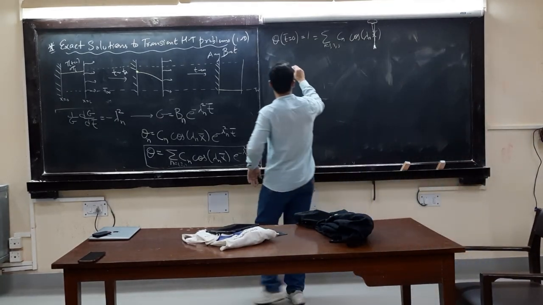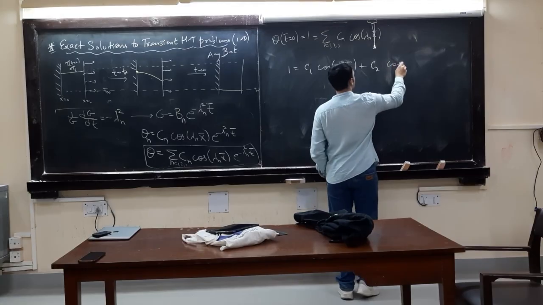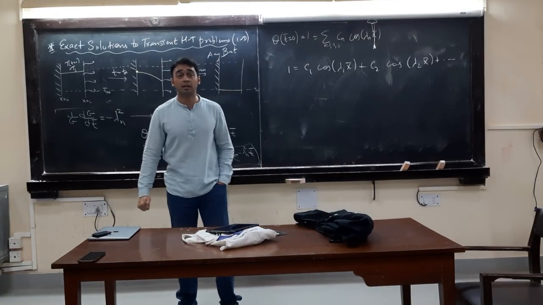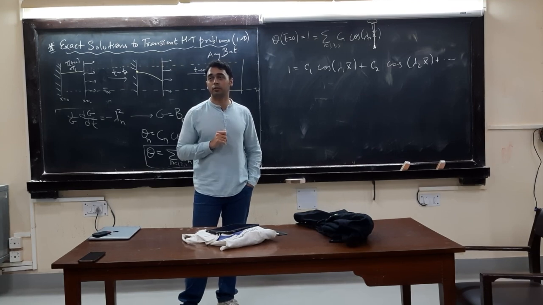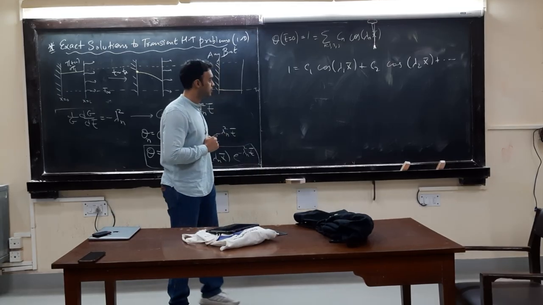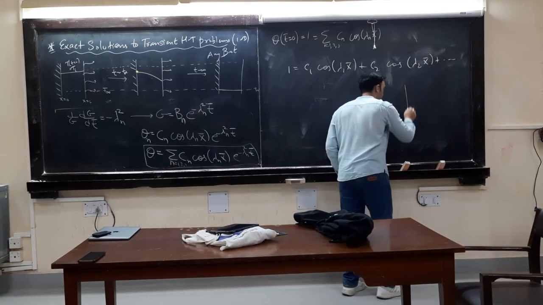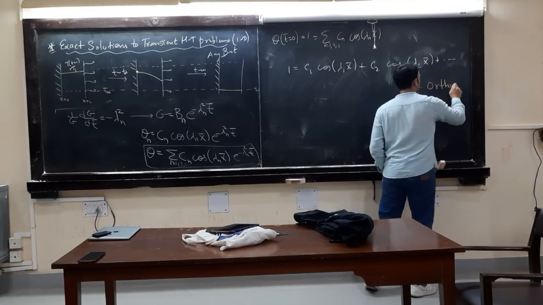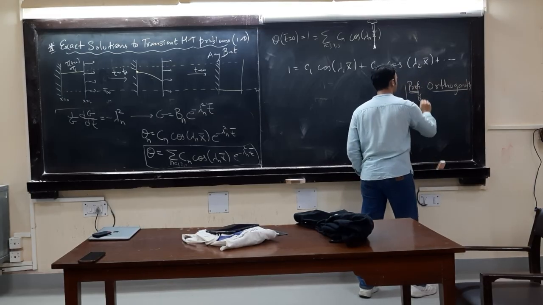What should we do now? What do you have? 1 is equal to C1 cos lambda 1 x bar plus C2 cos lambda 2 x bar and so on. So many unknowns. How many unknowns? Infinite unknowns. How many equations? How will we find them? We use a property called orthogonality of eigenfunctions.